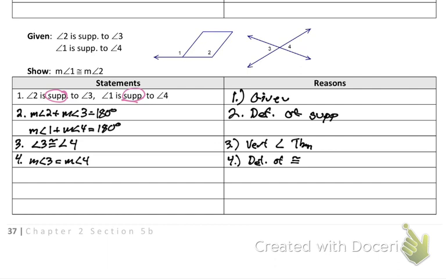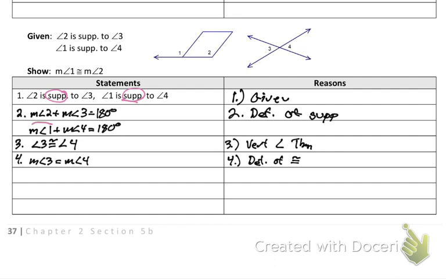So vertical angle theorem says congruent. I need to turn congruent into an equal sign. Definition of congruence. Okay, so we have all that done. We have our definition of congruence. Now, what I want to point out here is I'm going to start writing an equation for us. I want measure of angle 1 equals measure of angle 2. So I want measure of angle 1 on one side, measure of angle 2 on the other side.